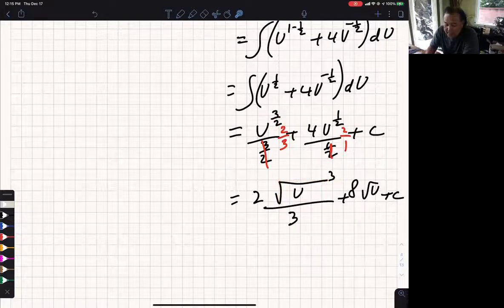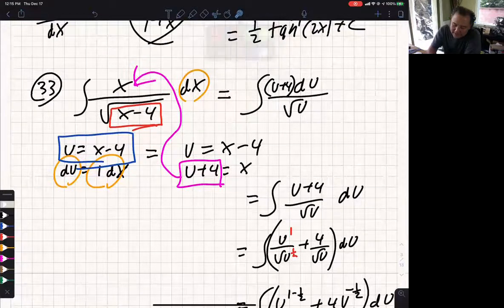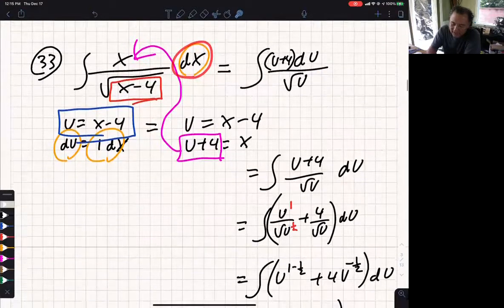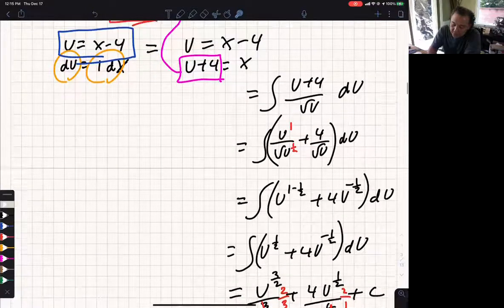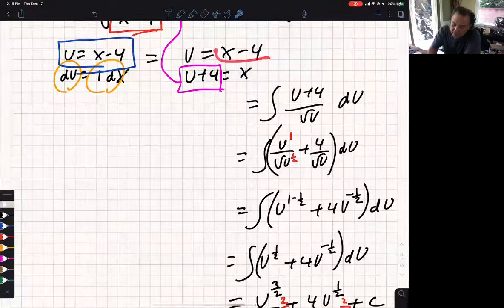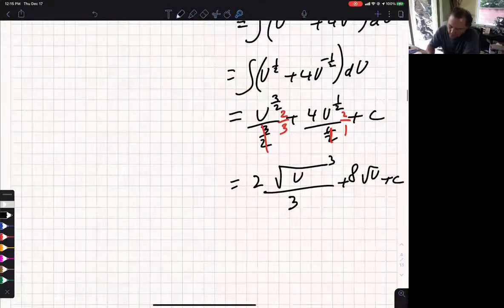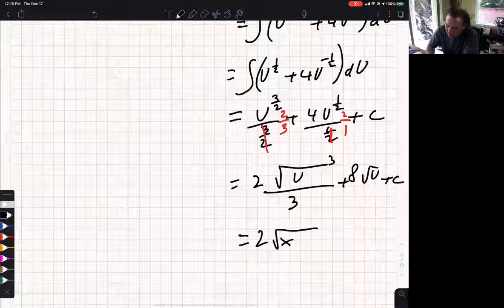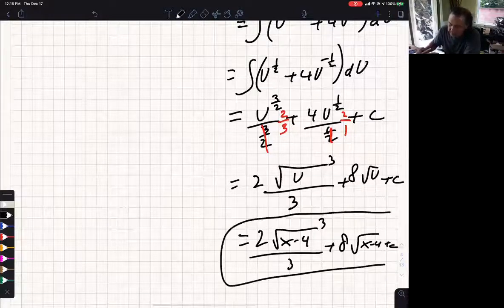And I'm almost done. The original question was all about dx. Therefore, my final answer needs to be in x's. So I replace u with x minus 4 in all my u's. So I'm going to get 2 square root of x minus 4 cubed over 3 plus 8 square root of x minus 4 plus c. And that should be my final answer for this problem.